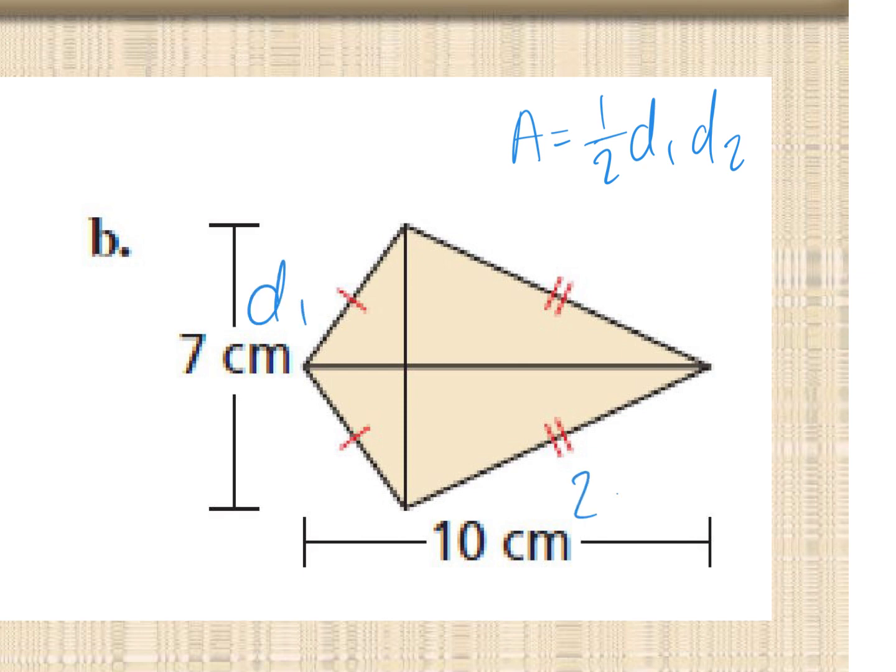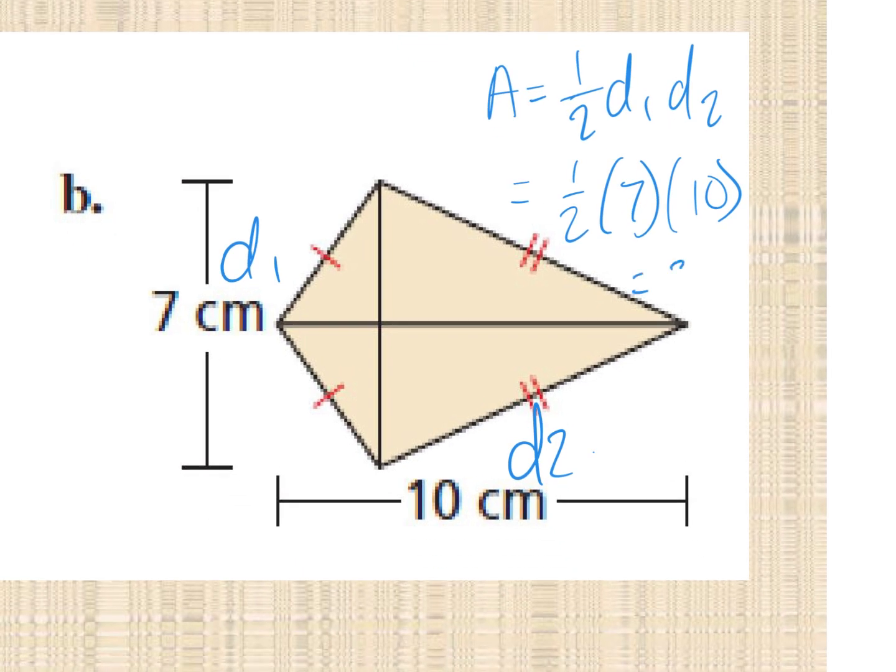What would D2 then be? The 10. Plug them in. So it's going to be 1/2 times 7 times 10. 35. Because 7 times 10 is 70. And then divide that by 2, and you get 35. Oh, you'll also have a calculator, guys, so don't feel like you have to do this in your head. Hannah? Very good. Thank you for remembering the units. It's going to be centimeters squared. Okay?